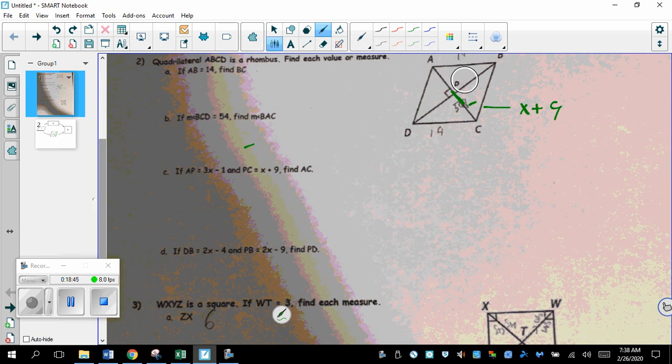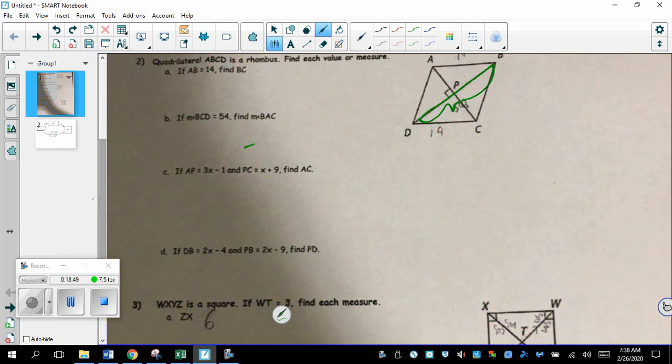DB is 2x minus 4, so that whole thing is 2x minus 4. And I told you that PB, this little chunk right here, is equal to 2x minus 9. You've got a couple different ways you can set this up.